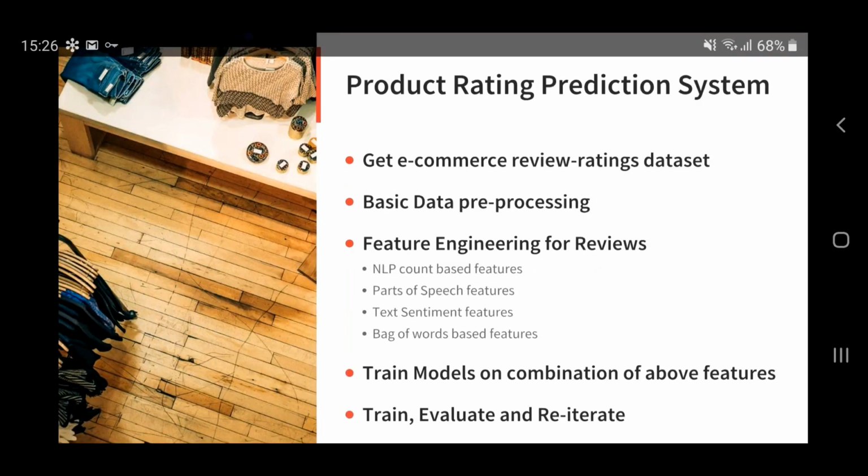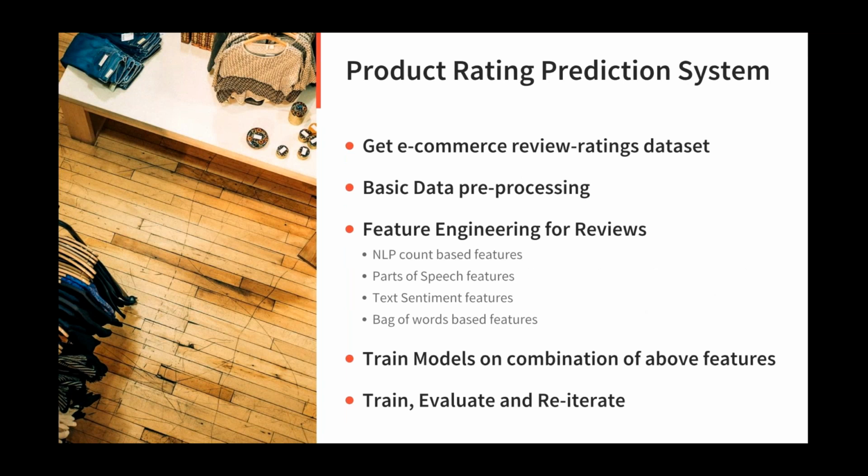And for the product rating prediction system, again, a similar workflow. You get the e-commerce review ratings data set. You do data pre-processing on the review data, which is basically our text reviews. You try different types of features here, like number of times each word is occurring, number of times capital letters are occurring, small letters are occurring, symbols are occurring, parts of speech, number of times nouns are occurring, adjectives are occurring, sentiment of the text data, and you try to predict the rating using different types of classification models.